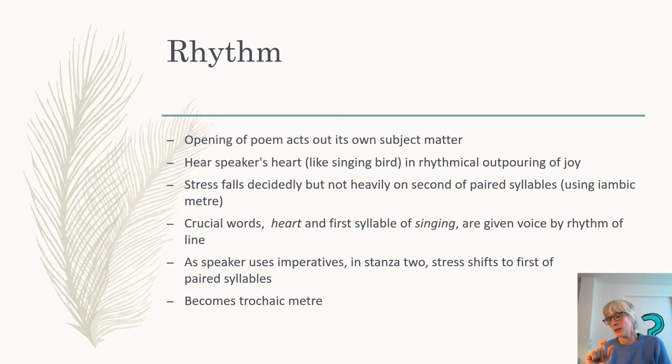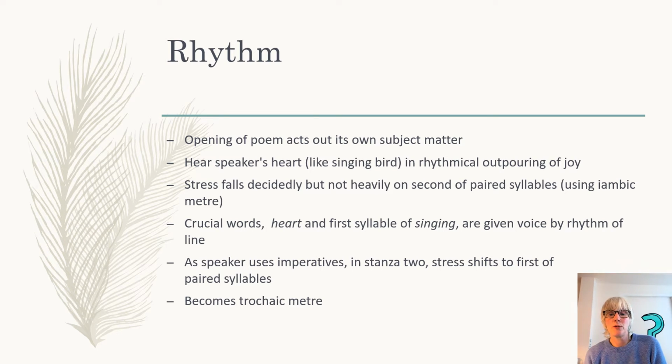Some of these things on the PowerPoint I have taken from other people's analysis of the poem. The argument is that the opening of the poem acts out its own subject matter. So if you want to say something about lyric form, the rhythm, where the stress falls, the use of the imperatives, the meter becoming trochaic, these things can be said to open out the subject matter, i.e. feeling very, very happy, having an outpouring of joy. So we hear the speaker's heart in a rhythmical outpouring of joy.